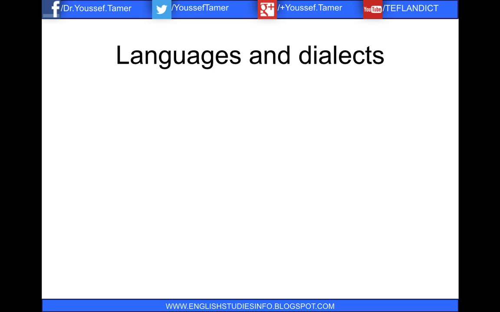Yes, so it is codified, standardized. So we will see these concepts. Languages are standardized dialects. So they are codified. They have gone through some codification in the sense that they have grammar books, etc. And rules and so on.